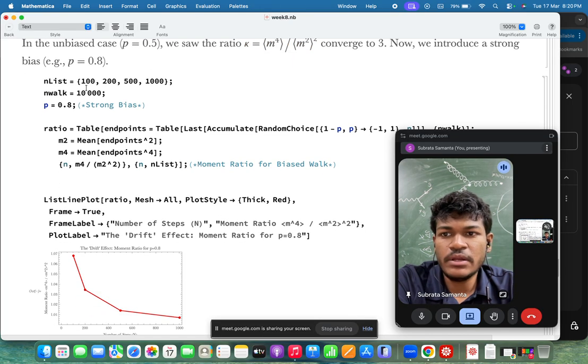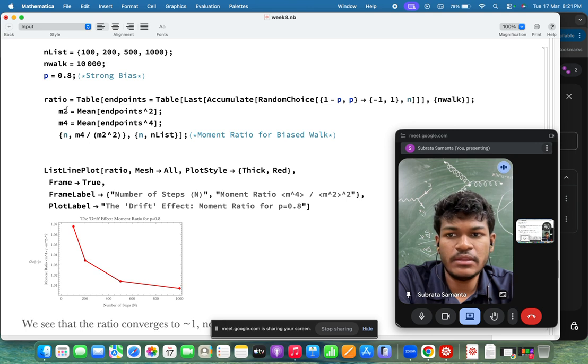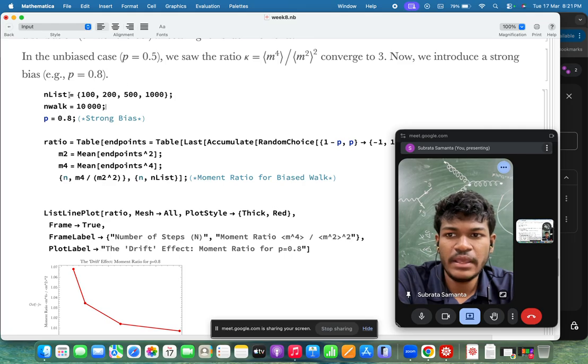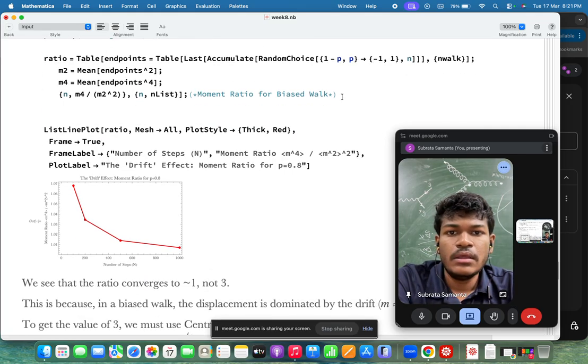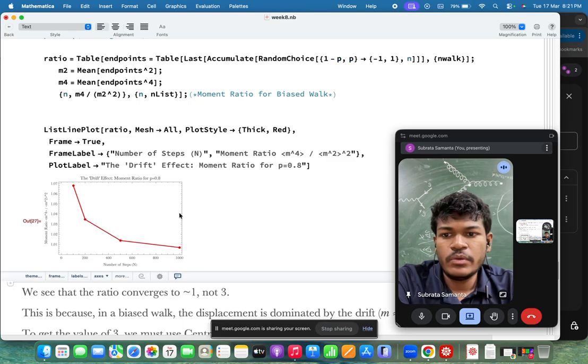So, I again have the n list 100, 200, 500 and 1000, and my number of walkers is 10,000, and I put a strong bias here. So, p is 0.8, and I again calculate this. So, m square and m to the power 4, and make a table for all this n list. So, I calculate this and then I plot this. You see that this plot is gradually decreasing to 1.